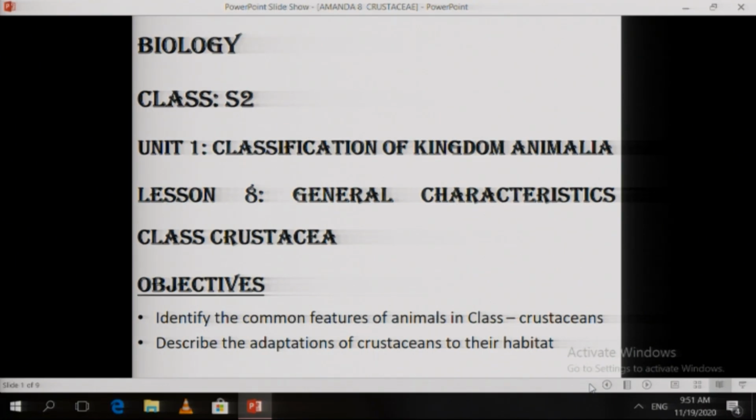Another thing you will be able to know at the end of this lesson is some of the adaptations that those members of class Crustacea possess so that they fit in the environment where they live. All right? Hope that is clear to everybody. We know the common features, and we have to know the adaptations to live in their habitats. Clear to everybody? Yeah. So we can start.